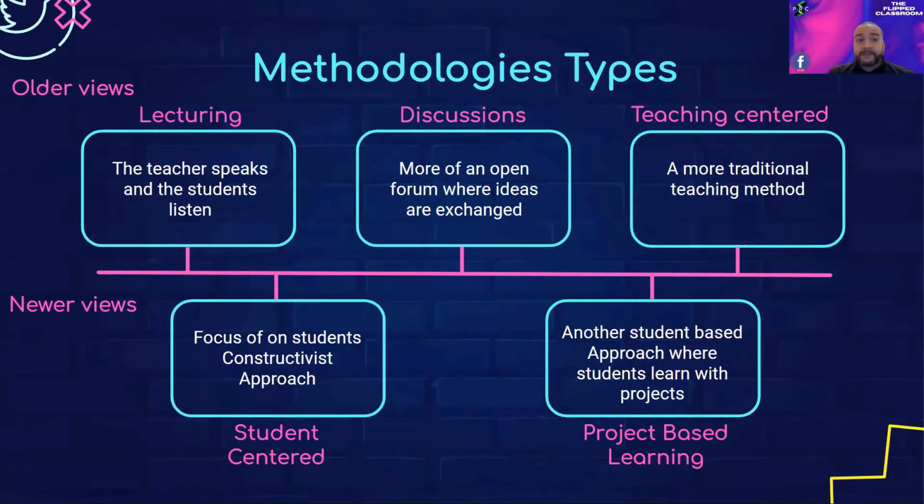Methodology types. Well, the older ones are lecturing. Everybody remembers that when we were growing up. The teacher speaks and the students listen, and it's a traditional method, and well, you learn what you learn in the class session. If you miss something, then you don't have any way of remembering it unless you took really, really good notes. That's one methodology that we can use with an older view. Discussions, we're getting a little bit more modern there. We can have an open exchange with students, an open forum where everyone exchanges ideas, but some students are also left out, the more timid students that don't want to participate in those exchanges.